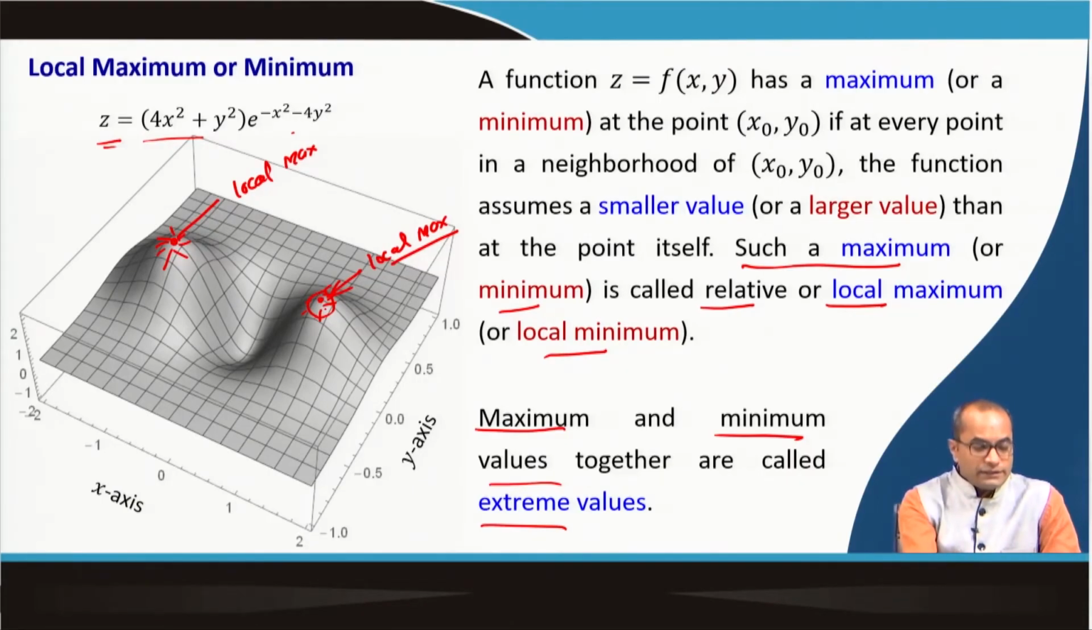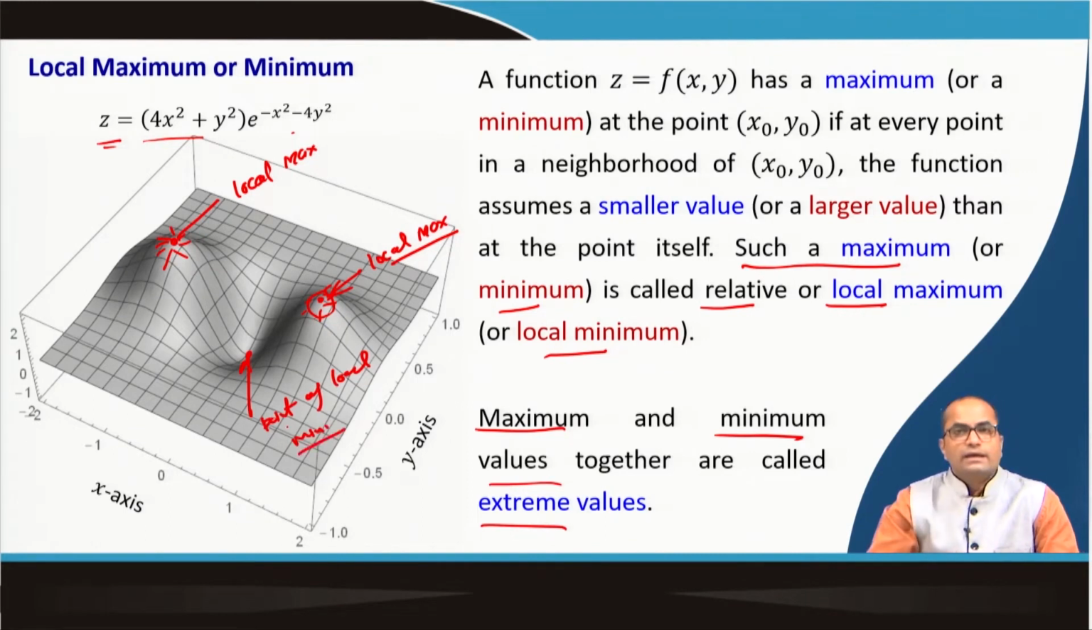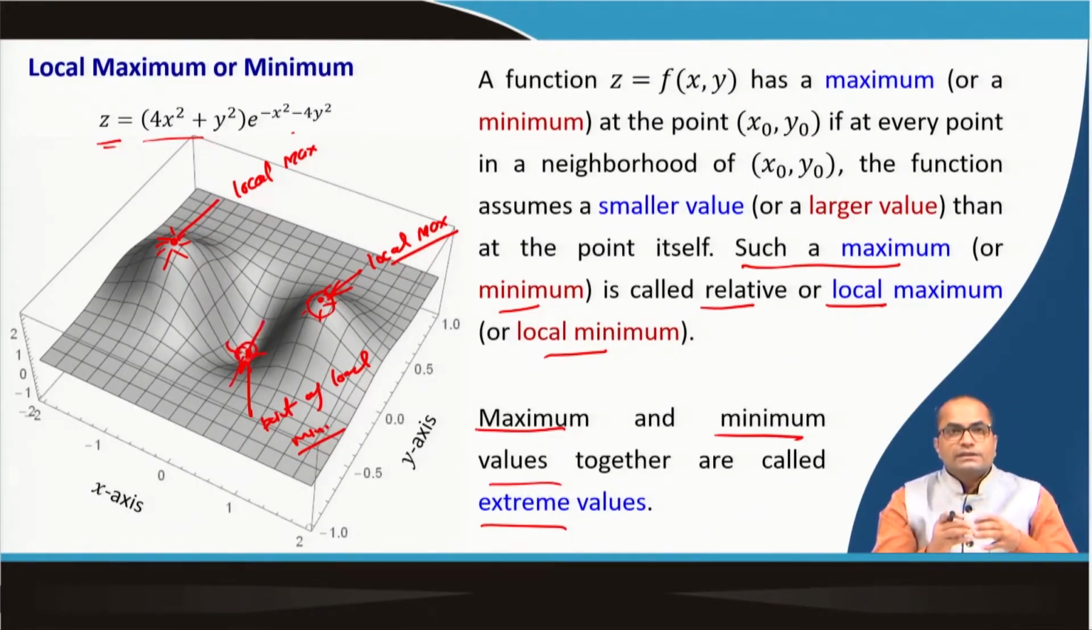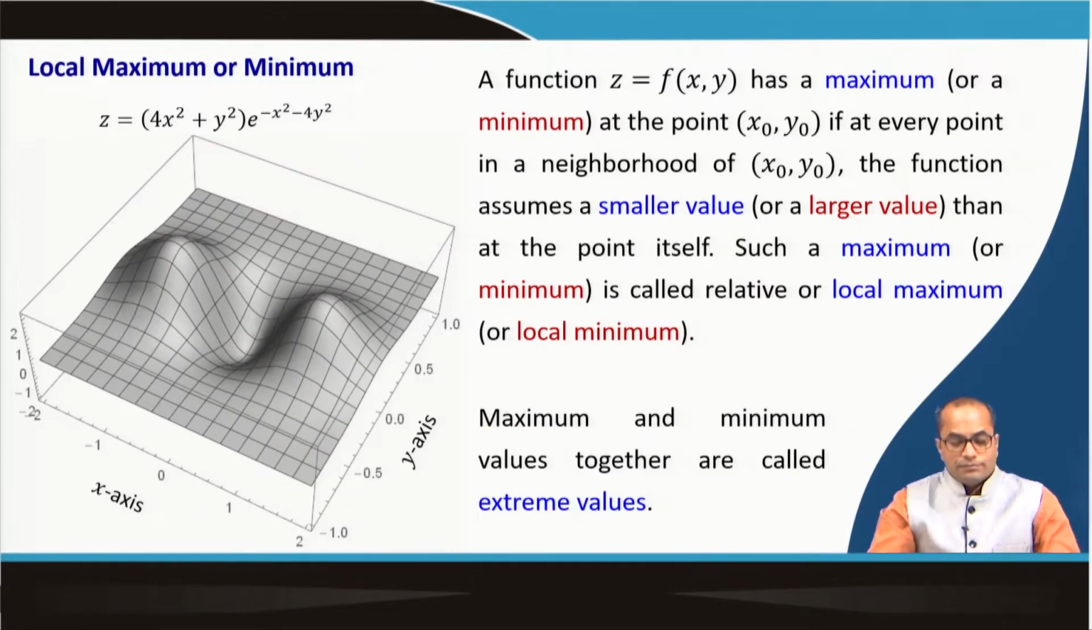Similarly, if we take a closer look here, we can also observe that this is a point of local minimum. Here also the situation is that in the neighborhood of this point the function is taking larger values than at this point. So, this is a point of local minimum.